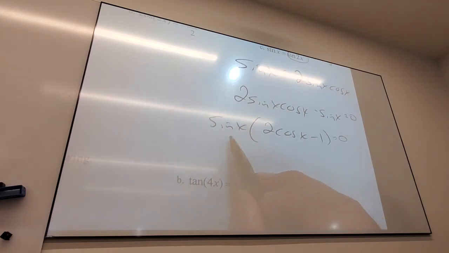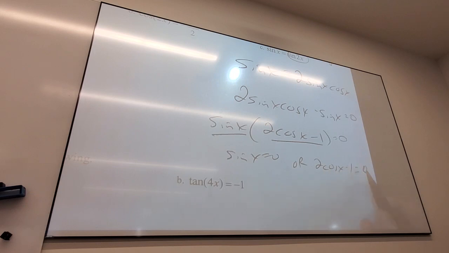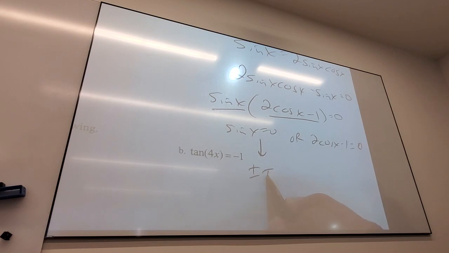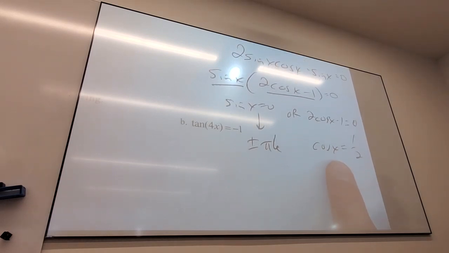So what's got to be true? Either sine x is 0, or 2 cosine x minus 1 is 0. This one we did earlier. That's pi k, because I get 0 or pi. Here, if I solve for cosine, I add 1, divide by 2. So when is cosine equal to 1/2?